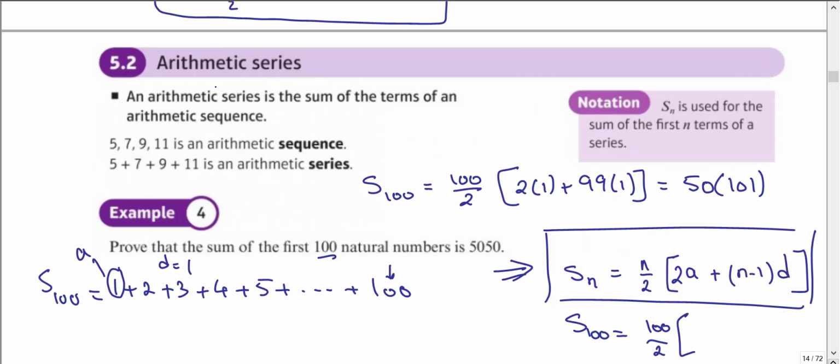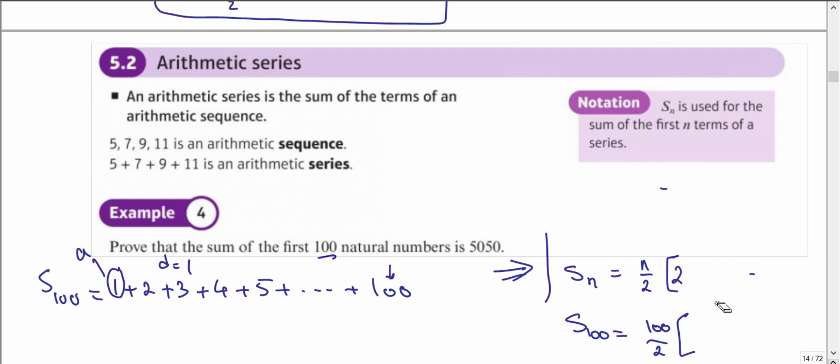So as I said, arithmetic series means the sum of the terms of an arithmetic sequence. Is there a rule for the sum? Yes. To get the sum, there is a rule, and you have to use it. Let me explain. First, let's learn the rule of the sum.